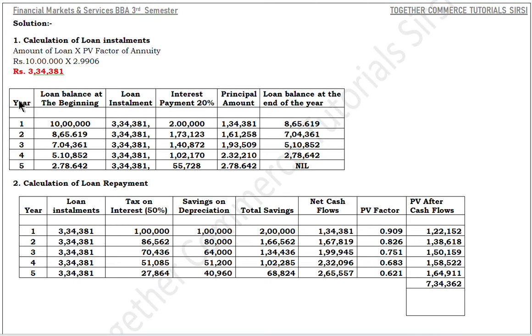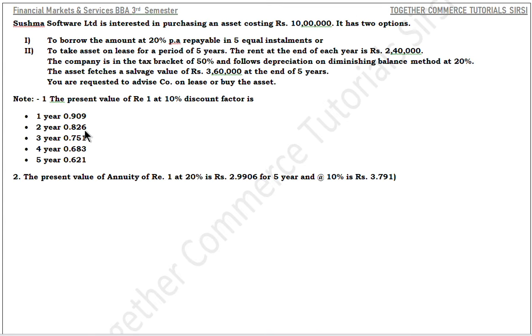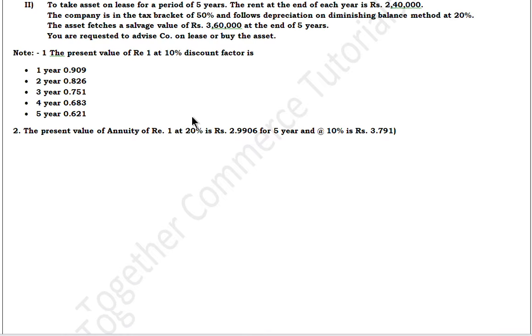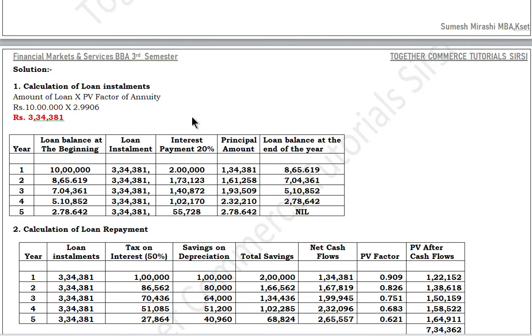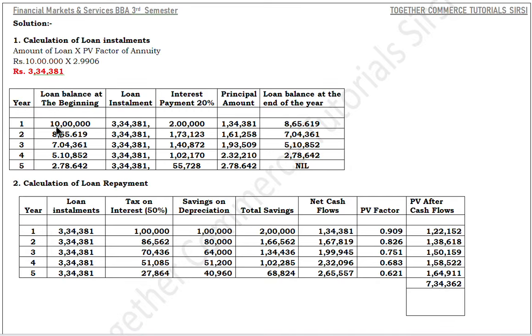The next point is we have to prepare the table. The table has 6 columns. The first column is year 1, 2, 3, 4, 5. We take 5 years because the installment period, or the period of the loan, is 5 years. Then the next column is loan at the beginning.